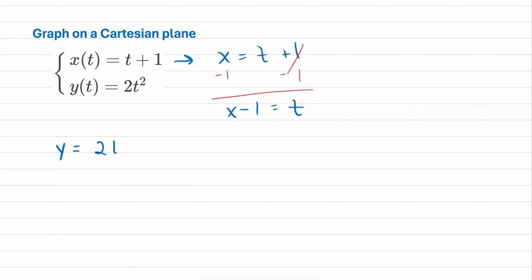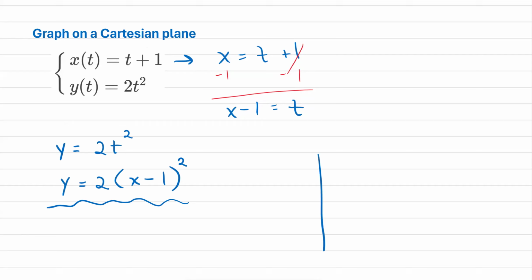So previously y was 2t squared. Now we can make that substitution, 2 times (x minus 1) squared. And that is the function now, y in Cartesian form. That would look like a parabola.